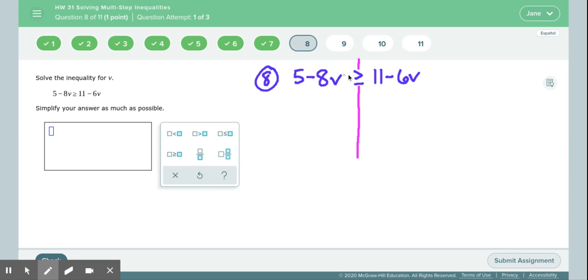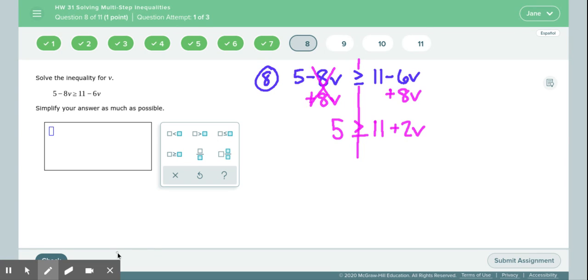So to move it to the opposite side, I need to do the opposite. The opposite of a minus 8 will be a plus 8. So I'm going to plus 8v to both sides. So a minus 8v plus 8v cancels out. Those make me go to 0, which means they cancel out. I have a 5 that's left over on that side, is greater than or equal to, and then I still have 11, and then if I need to use Desmos, I use Desmos, but negative 6 plus 8 is going to give me positive 2, and that still has a v with it.